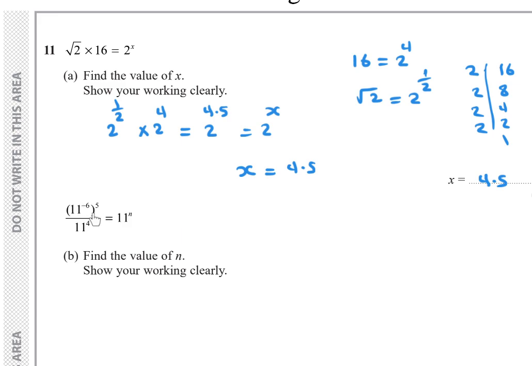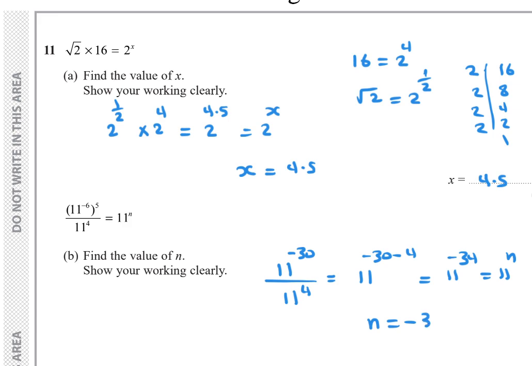11 power negative 6 all power 5 divide 11 power 4 equals 11 power n. Find the value of n. If you have 2 powers, multiply them. So the left hand side equals 11 power negative 30 divide 11 power 4. Now subtract the powers. So 11 power negative 30 minus 4, so 11 power negative 34. This equals 11 power n. So n equals negative 34.